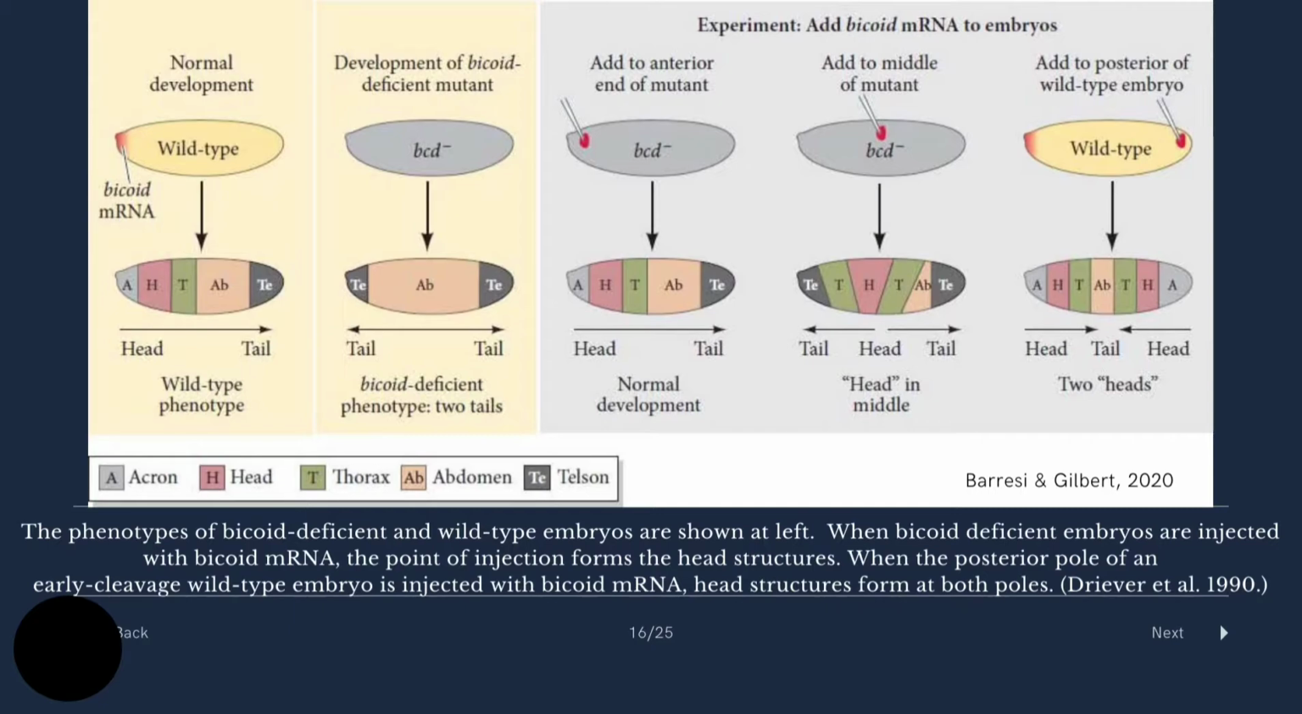And if you are injecting the bicoid mRNA to the center region of a bicoid deficient embryo, it results in the formation of a head region in the middle and with both tails at both ends. And if you are adding bicoid mRNA to a normal wild type embryo in the posterior region, then it results in the formation of an additional head in the posterior region, resulting in a head-tail-head pattern, that is, with two heads and a tail in the center. These were the three experiments, find it, move it, and lose it experiments by the set of scientists.